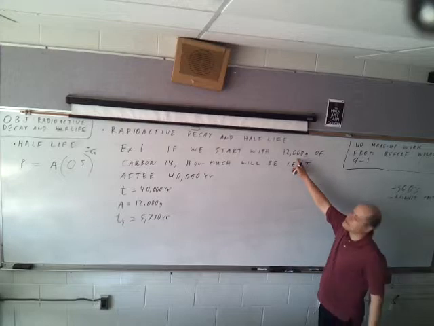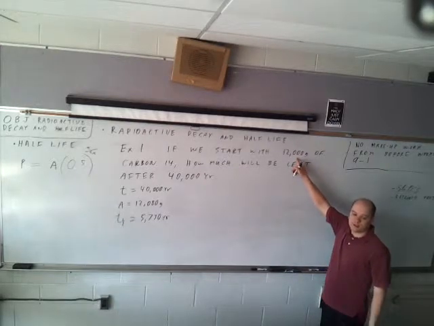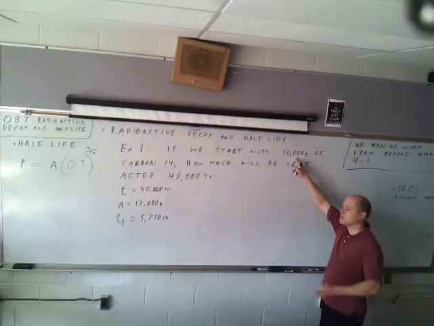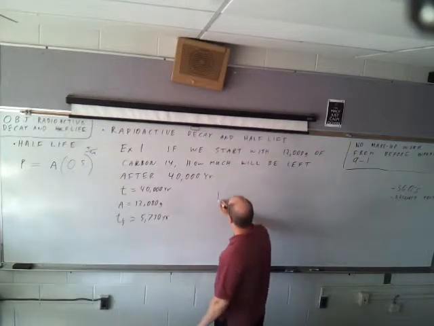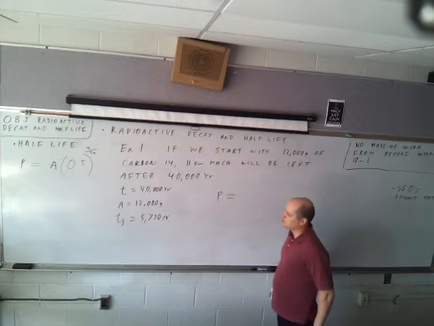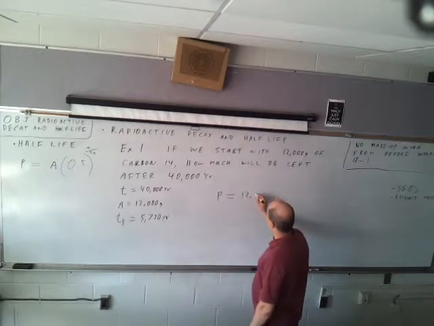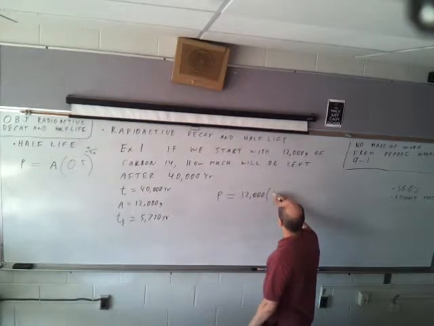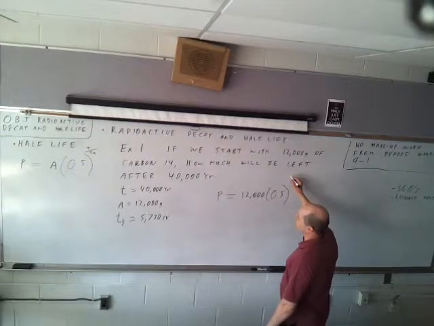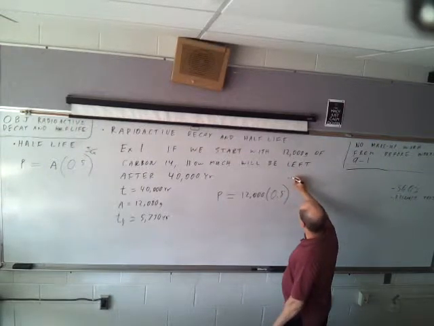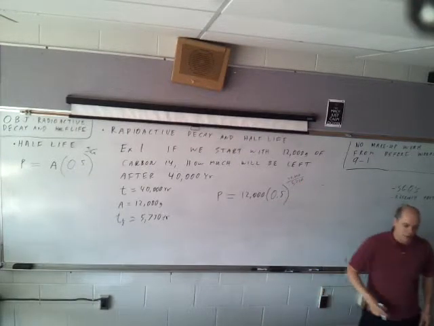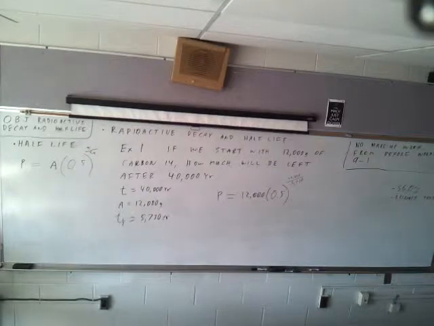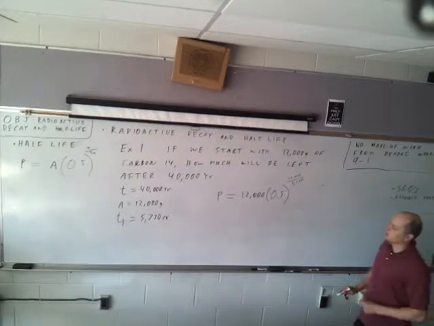So right now you would know that after the first 5,730 years, I would have 6,000 left, and so on and so forth. But after 40,000 years, we will have how much? So we're going to do P equals, and just plug in numbers. 12,000 times 0.5 to the power of 40,000 divided by 5,730. Where did you get the 5,730? That came off the table.